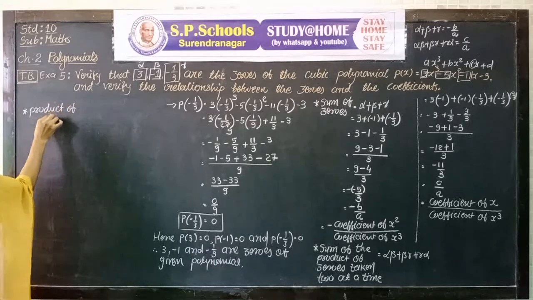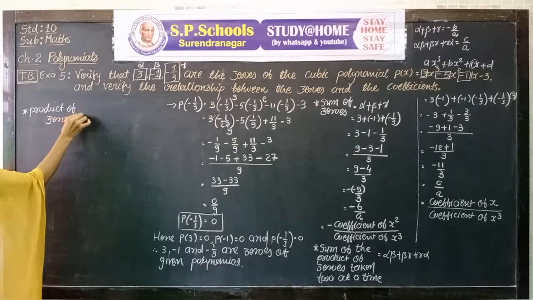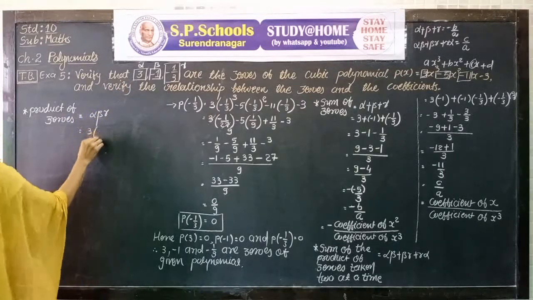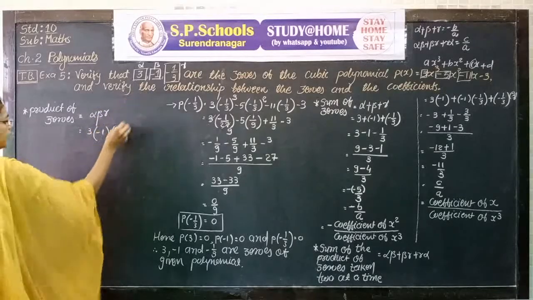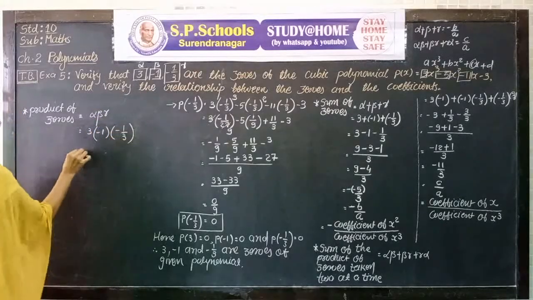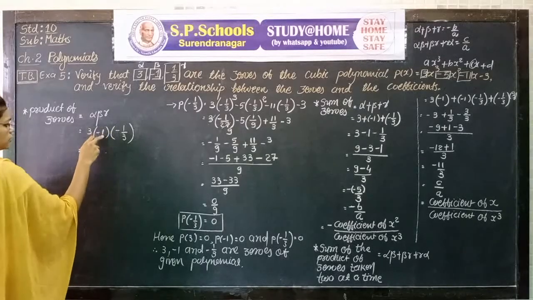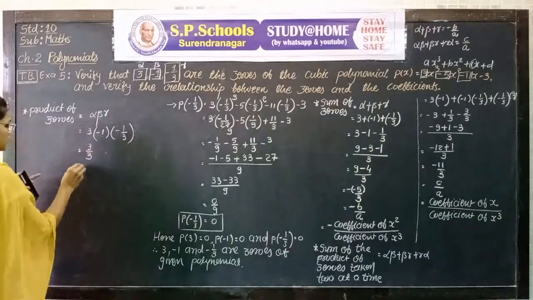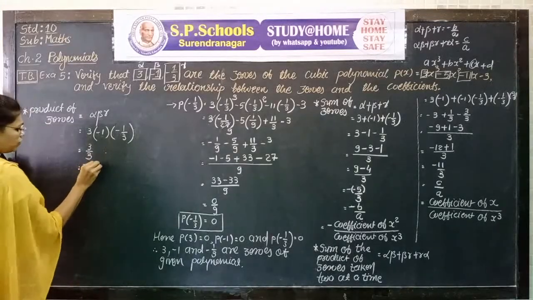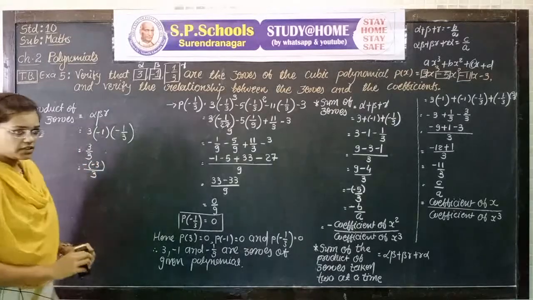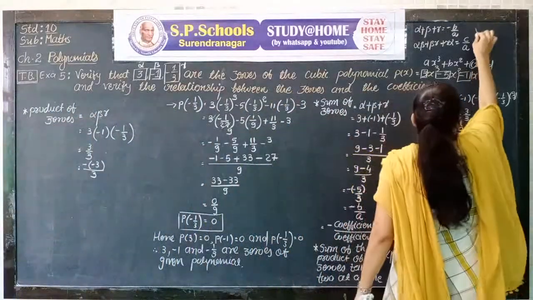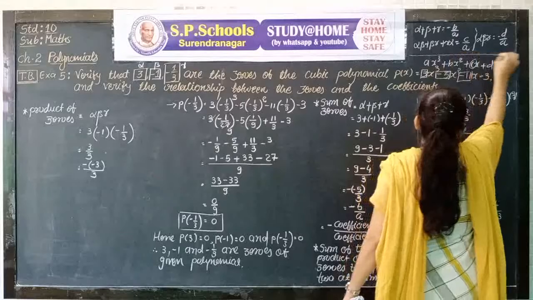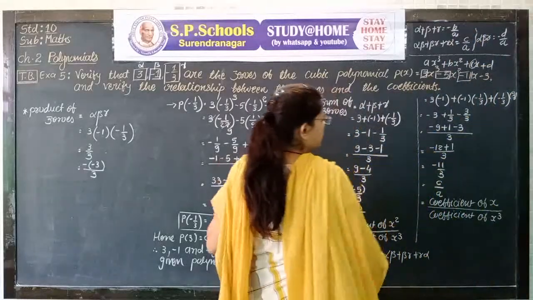product of zeros is equal to alpha into beta into gamma, where alpha is equal to 3, beta is equal to minus 1 and gamma is equal to minus 1 upon 3. Minus plus, 3 ones are 3, and upon 3. Again see here, minus is not in the numerator, so multiply two times with minus, and upon 3 as it is. We know alpha into beta into gamma is equal to minus d upon a. It is our rough work for this relationship.